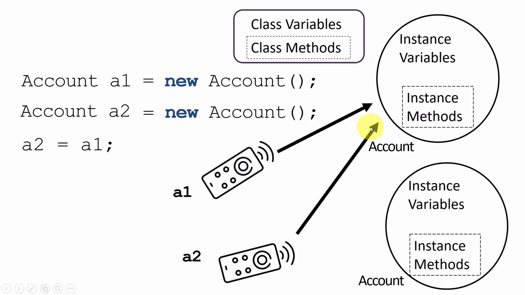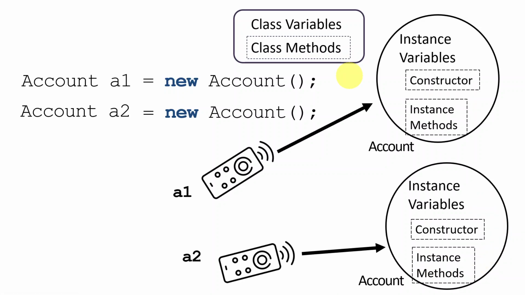So it's something like this. And now none of the reference variables are accessing or referring to this particular object. So in programming, we say that this object is now garbage collected or a candidate for garbage collection.